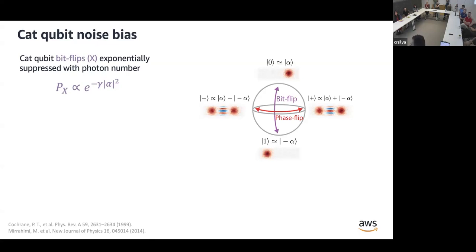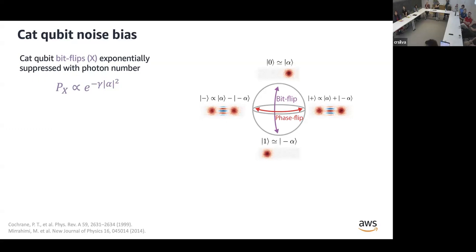Now, what you can show, and of course, the bigger the alpha: first, they are not completely orthogonal, but they're almost orthogonal. The overlap between them is exponentially small in 2 alpha squared. And when alpha grows, they become more and more like classical states, and the superposition becomes like these cat states. That's the reason for the name.